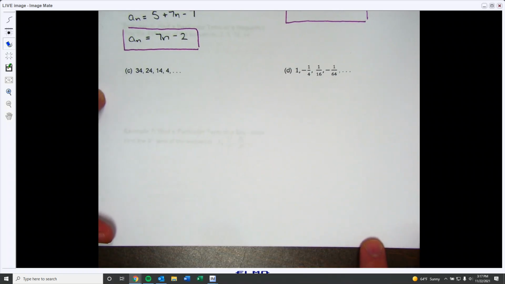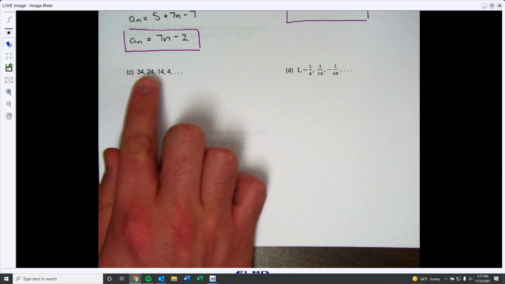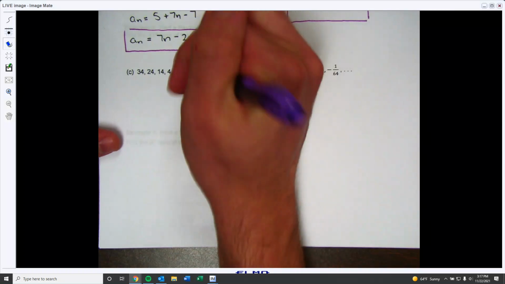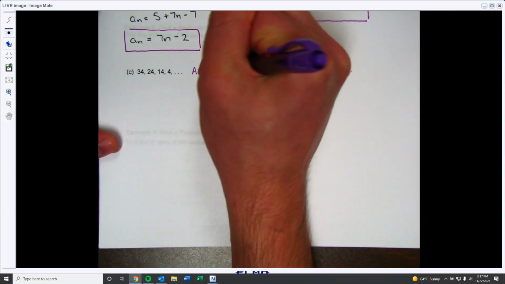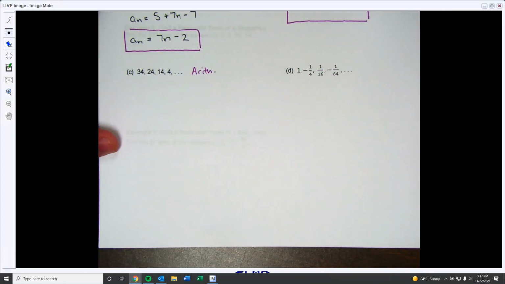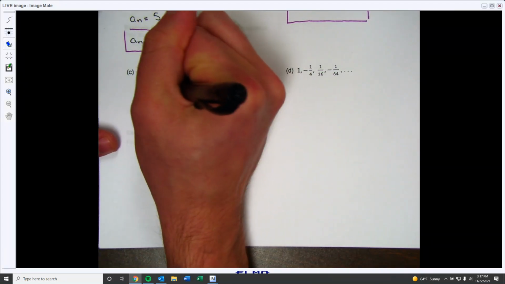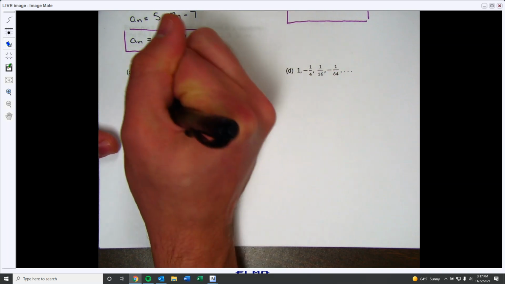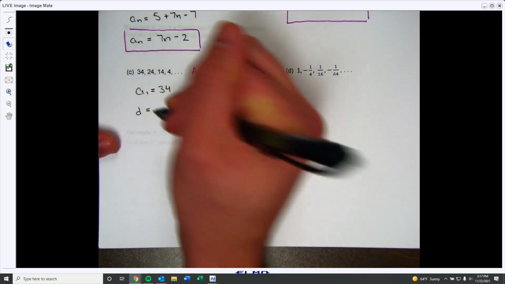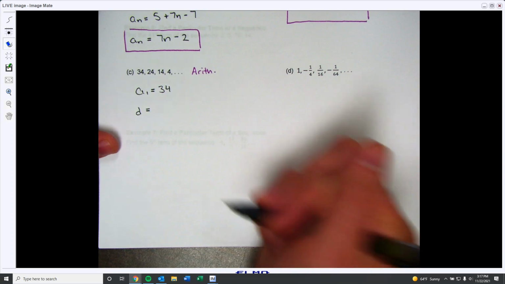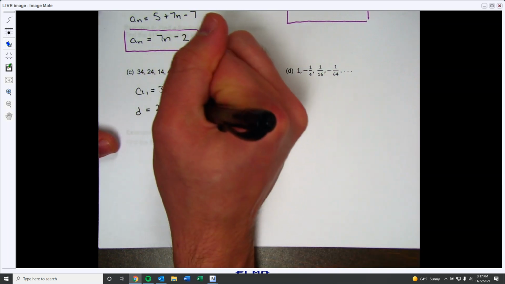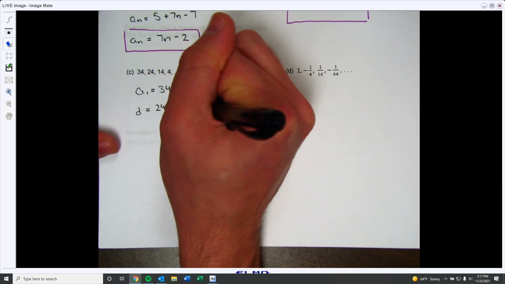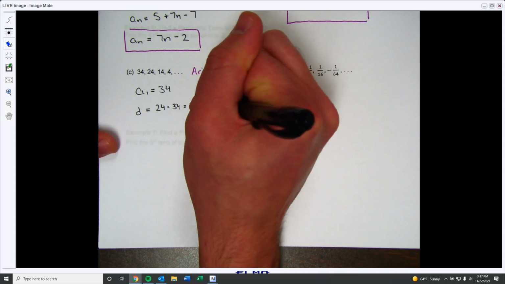All right, so taking a look at C. For this one, I can see that I'm going down by 10 each time. Since I'm going down by 10, this one is going to be arithmetic. I know I need my first term. A1 is going to be 34. My common difference, since I'm going down by 10, it's going to be negative 10, but just in case you need to calculate it, 24 minus 34 equals negative 10.